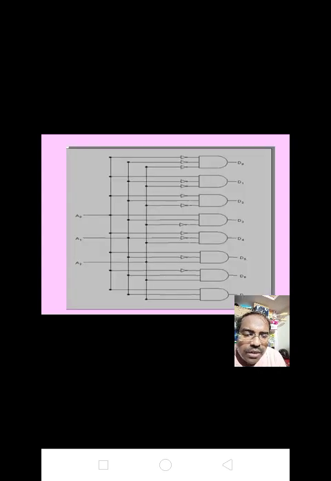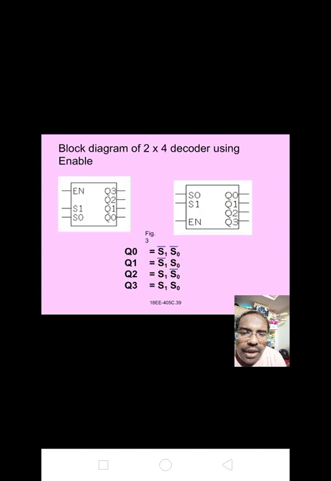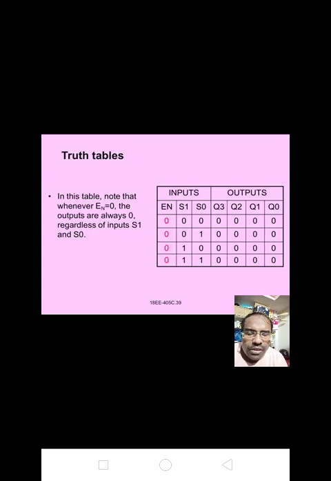Important questions are: draw the circuit diagram and truth table, and next to that, the working of the 2 into 4 and 3 into 8 decoders.